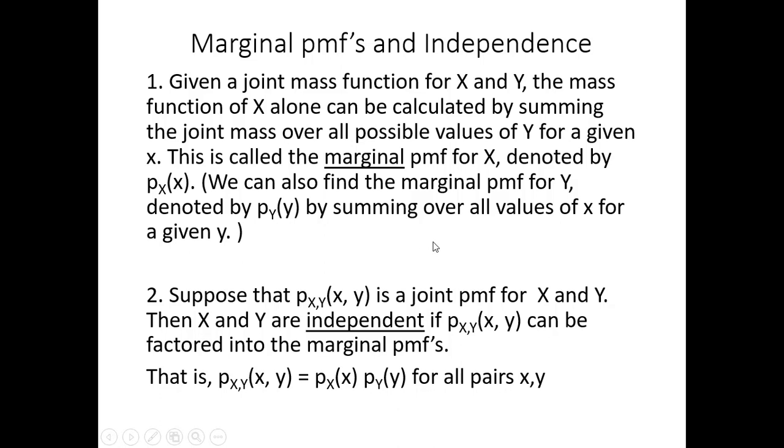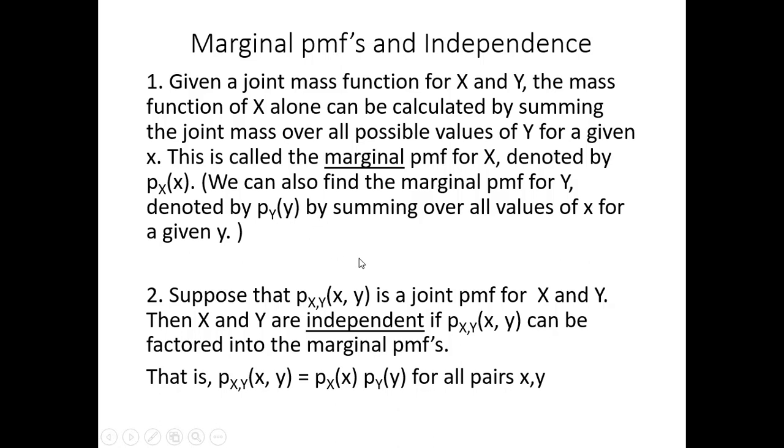Okay, so we'll take a look at this in a minute. I have an example. This is very easy to describe when your joint mass function is given in terms of a matrix. In this case, the marginals end up being the row sums and the column sums.